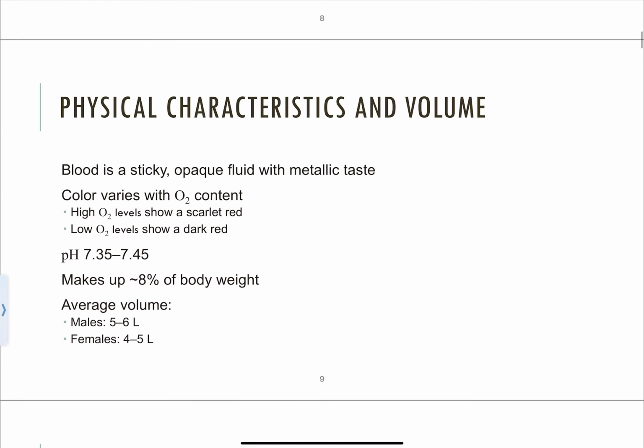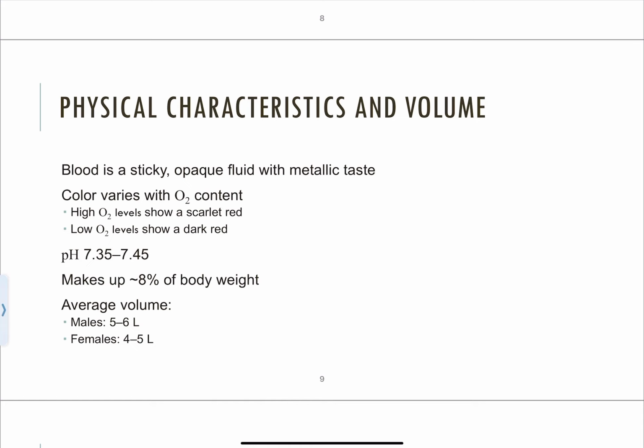Okay, so just some physical characteristics of blood. It's pretty much a sticky, opaque fluid with a metallic taste. The color of blood does vary based off of how much oxygen the hemoglobin is bound to. So if we have huge amounts of oxygen within our red blood cells, it's going to be a lot brighter red. So we refer to it as like a scarlet color. If there are low oxygen levels within our red blood cells, it's going to be much, much darker in color.